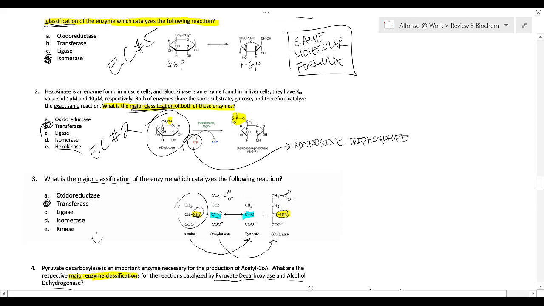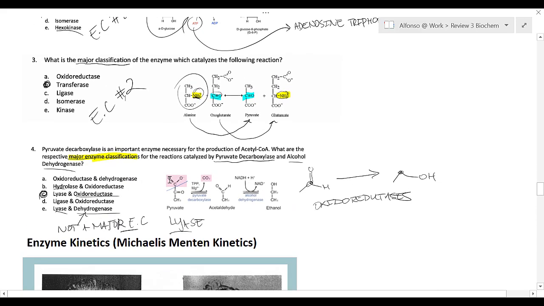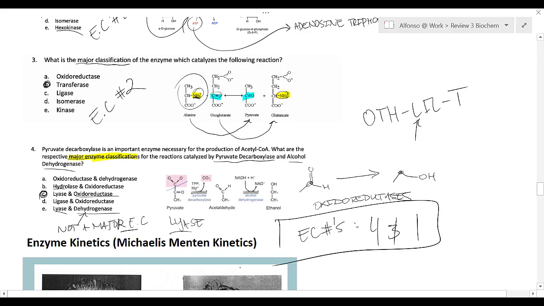And number 4, the major enzyme classifications for these two enzymes, EC numbers, it's going to be lyase, so that would be off lil T, so this will be the L for lyases, that's 4, and oxidoreductases, that's 1. You're going to want to get comfortable with EC numbers and their major enzyme classifications.